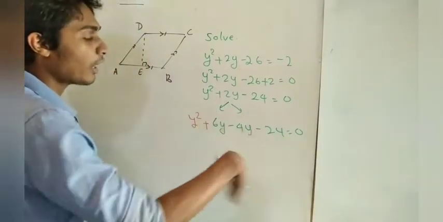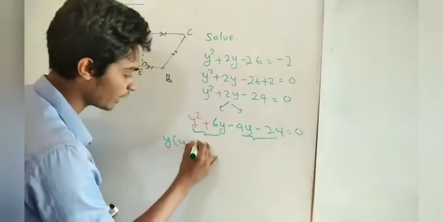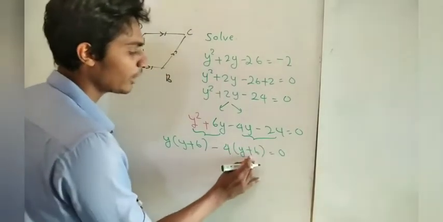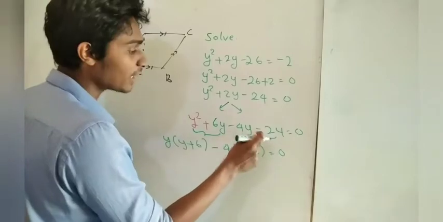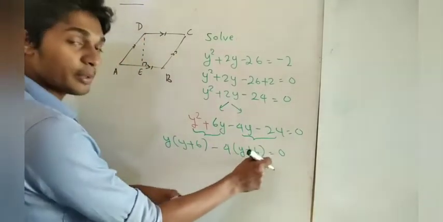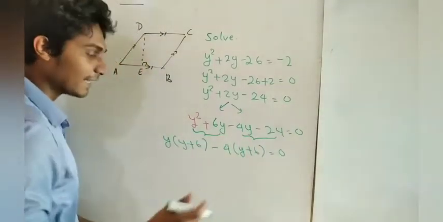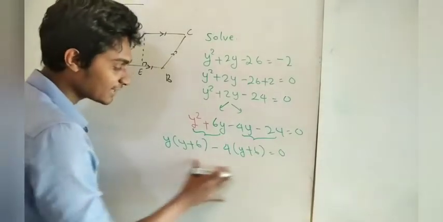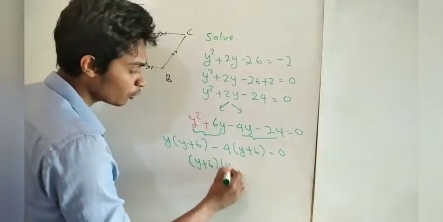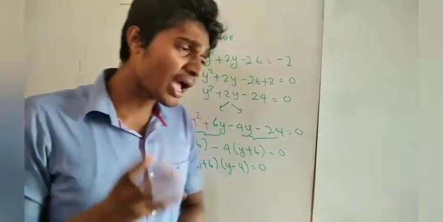Everything is done. Now all you have to do is factorize, taking them pairwise. So y into y plus 6, minus 4 into y plus 6, equal to 0. But why do I get plus 6 here even though it is minus? Because I am taking minus 4 out of the bracket, so minus into plus is minus, which means the bracket gets plus. That is very simple, right? So y plus 6 is common for both of them. Take y plus 6 out of the bracket, so you are going to have y plus 6 into y minus 4 equal to 0.